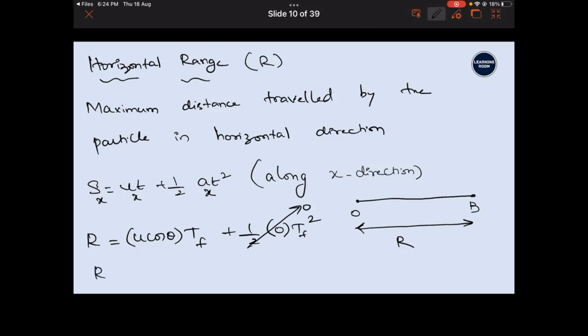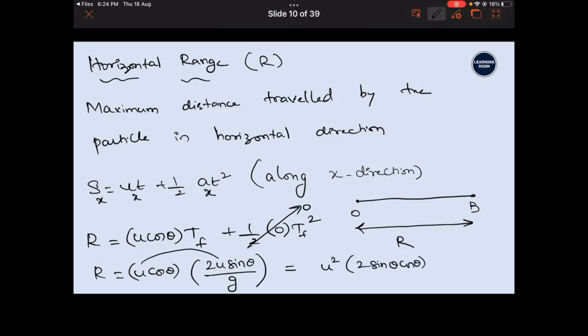So what will you have? R is equal to U cos theta into the time of flight formula. We just derived it. It is 2U sin theta divided by g. So here U and U will get multiplied, becomes U square into 2 sin theta cos theta, the whole divided by g. So what will it become? U square into 2 sin theta cos theta is sin 2 theta, divided by g. And this is the formula for horizontal range.